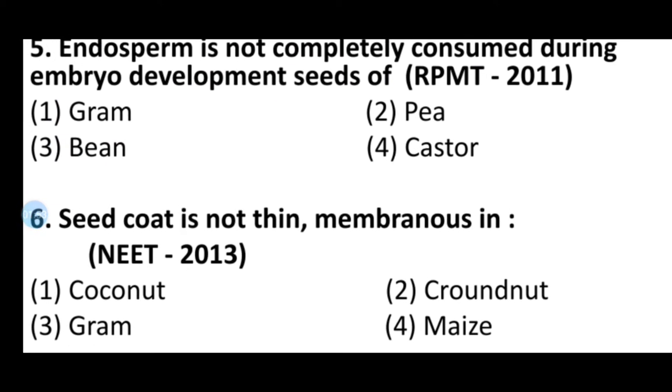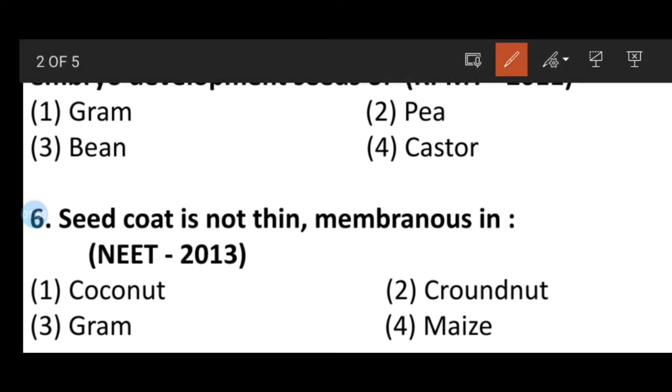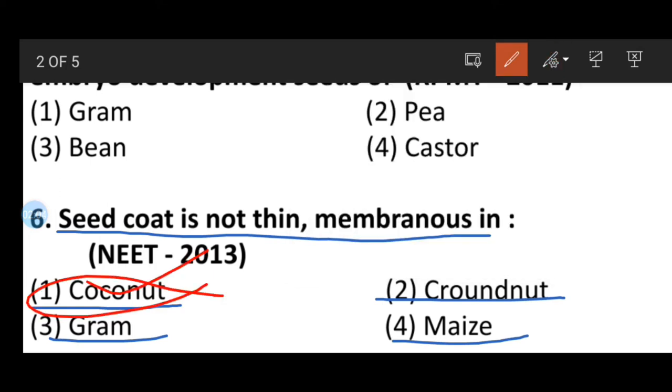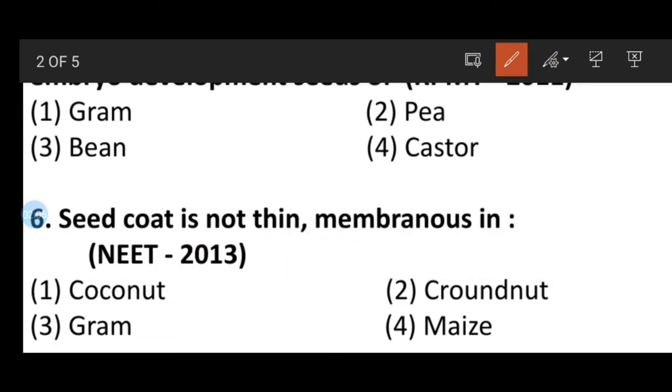Question number 6. Seed coat is not thin membranous in: option number 1 coconut, second is the groundnut, third is the gram, fourth is the maize. So here the correct answer will be the coconut, where the seed coat is not thin and membranous.